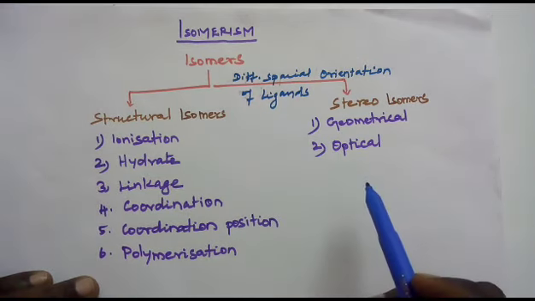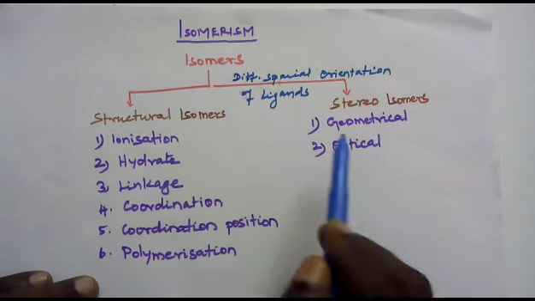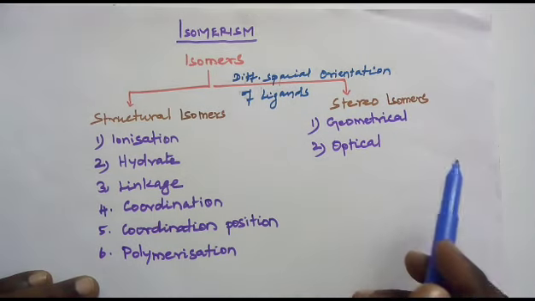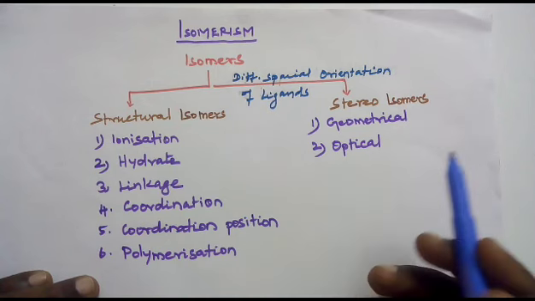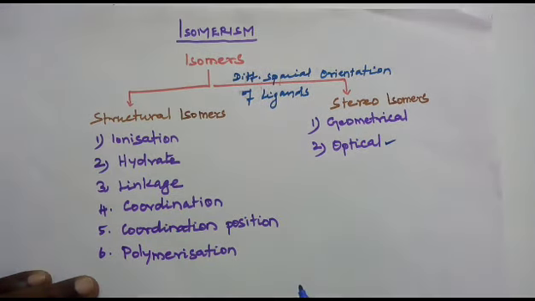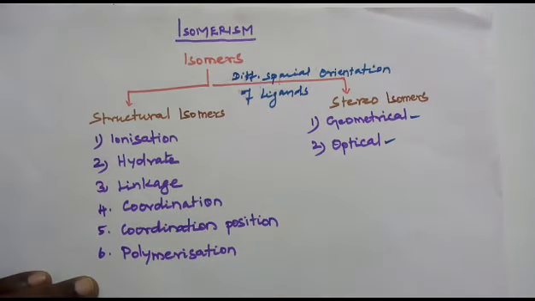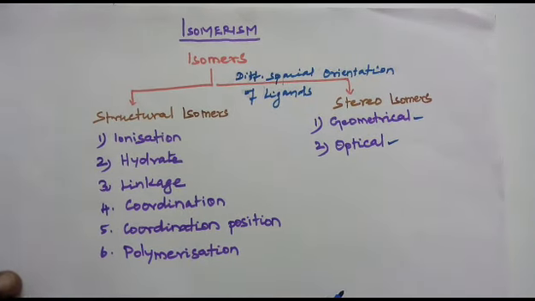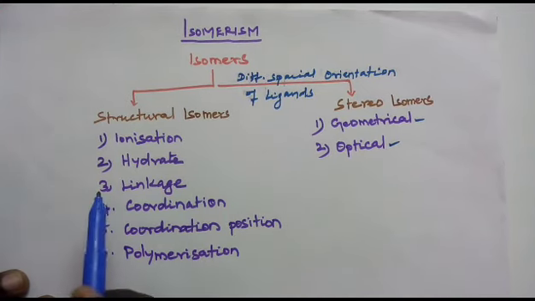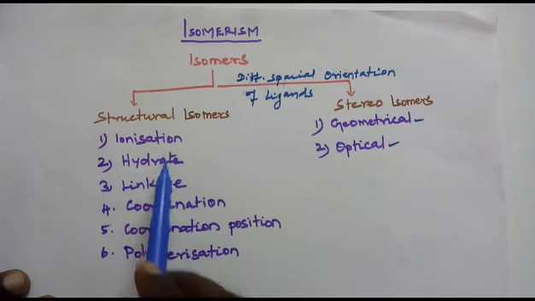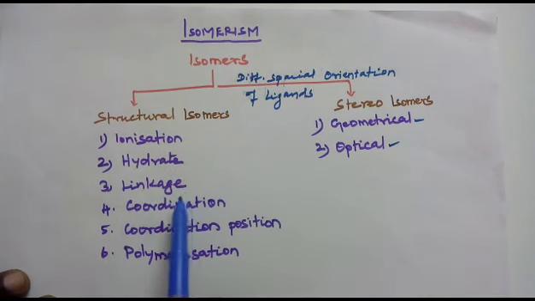And if those stereoisomers are able to rotate the plane polarized light clockwise or anti-clockwise, then they can be called optical isomers. If not, then they are simply geometrical isomers. In this video we'll concentrate on structural isomers, and in the next video we'll go to stereoisomers. Structural isomers are classified as ionization isomer, hydrate isomer, linkage isomer, coordination isomer, coordination position isomer, and polymerization isomer. Let's begin with ionization isomer.